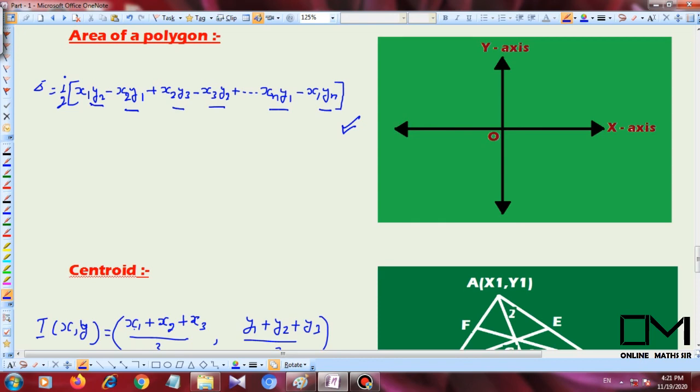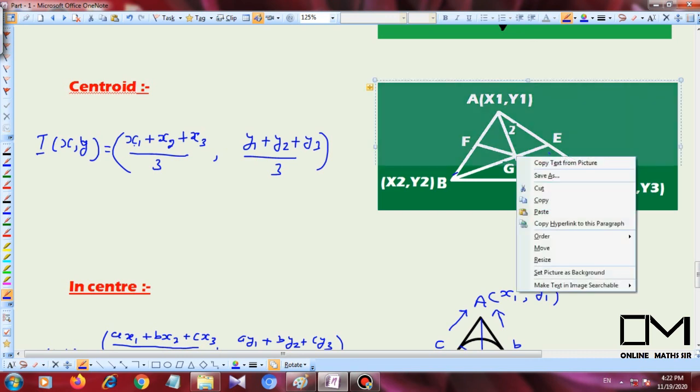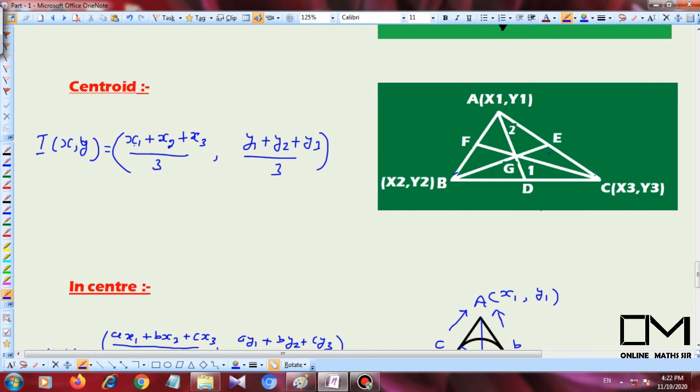Now centroid. How to find the coordinates of the centroid of a triangle? Suppose three points A, B, C are lying in a 2D plane and these are non-collinear points. What are the coordinates of the centroid of the triangle? Centroid means the intersecting point of the medians of a triangle, right? So these are the medians BE, AD and CF. These three medians intersect each other at G. So this point G is called the centroid of the triangle.